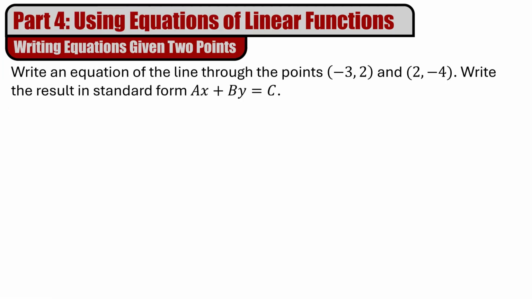This problem is about finding the equation of a line using two points. We are given 2 points, negative 3, 2, and 2, negative 4. Because there is no information about the slope, we will have to start by finding the slope, then write the equation using point-slope form, convert to slope-intercept form, and then change it to standard form.